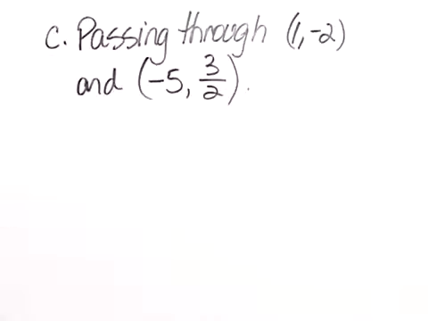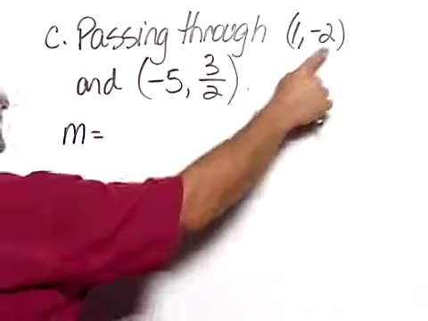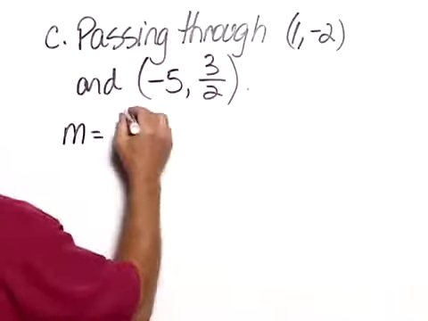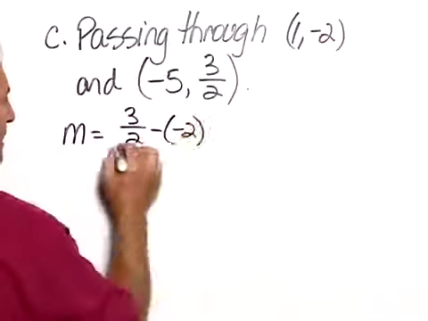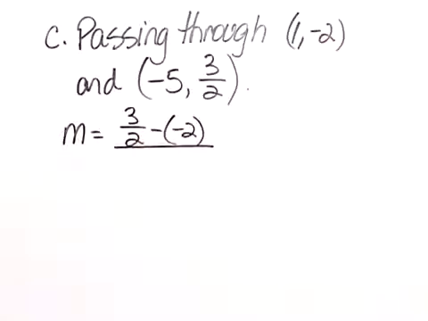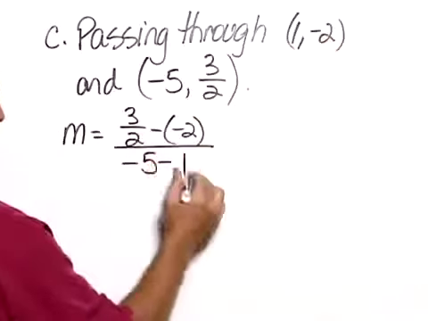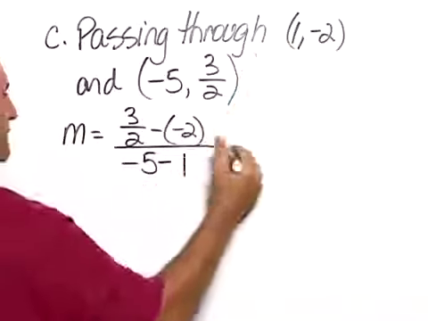Part C, passing through (1, -2) and (-5, 3/2). We want to find the slope. The slope is equal to, subtract the y-coordinates, so 3/2 minus a -2. Divided by, subtract the x-coordinates, -5 minus 1. Notice again, you need to go in the same order. So this minus this, this minus that.